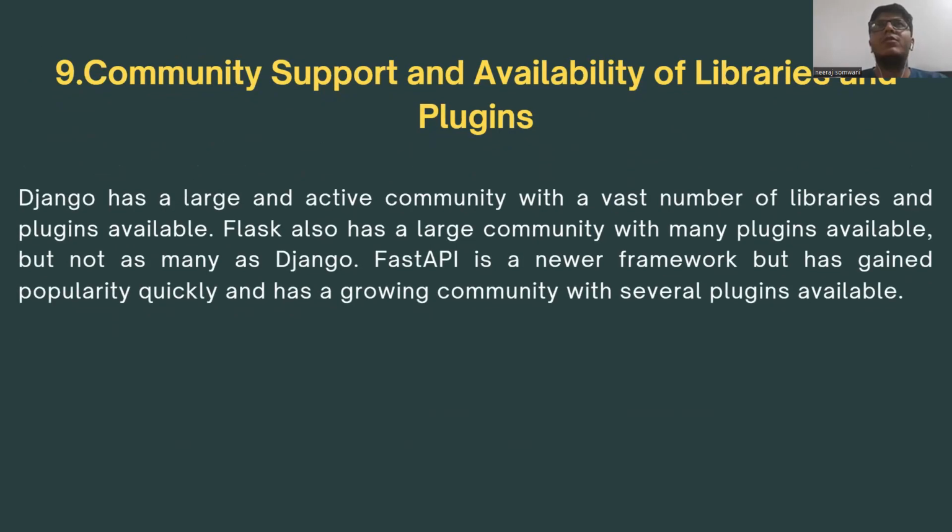And community support. Django has very large community support and a vast number of libraries and plugins available. Flask also has a large community and many plugins available, but not as many as Django. And FastAPI is a newer framework, but it has gained popularity quickly, and its growing community has several plugins available.